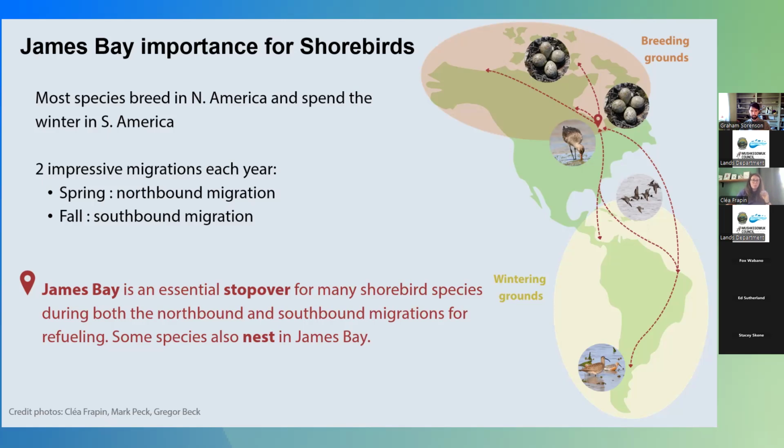During both spring and fall migration, many shorebirds are going to stop in James Bay to refuel. They're going to feed on the mudflat. That's usually where you can see them. But you can also see some species spending the entire summer in James Bay as they're going to nest there. So really, James Bay and also the coast of Hudson Bay is an incredibly important area for so many shorebird species.